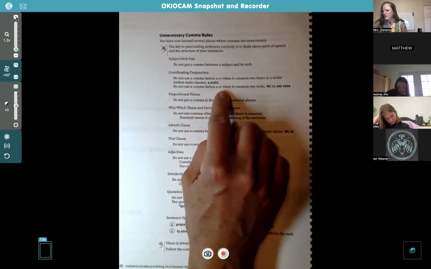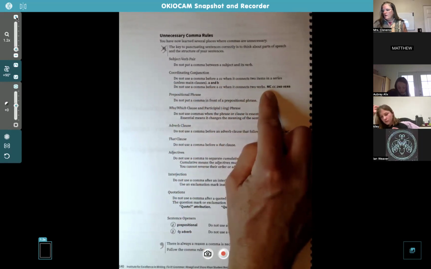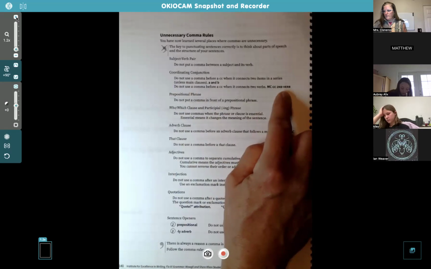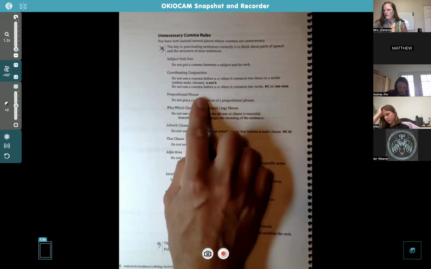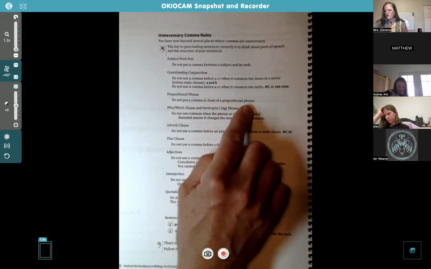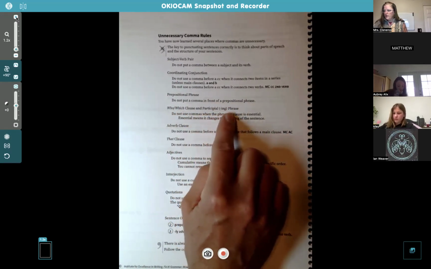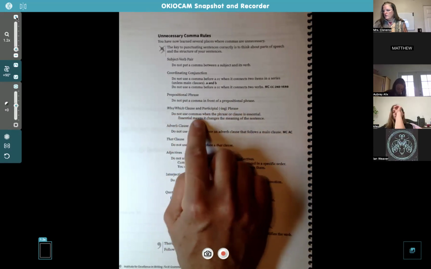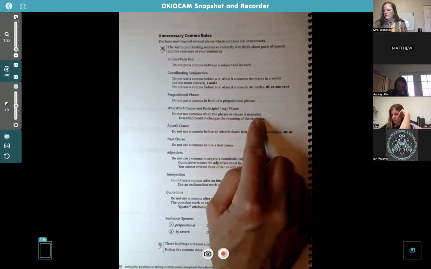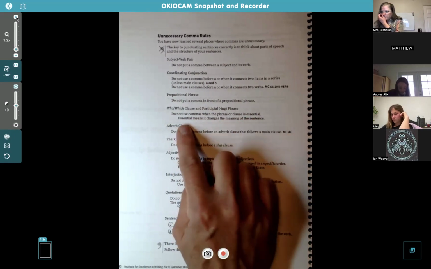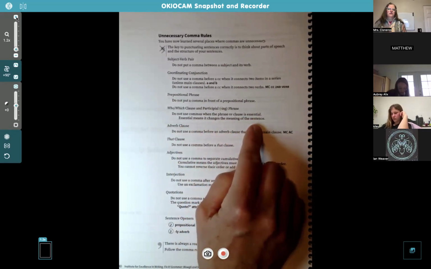Do not use a comma before a CC when it connects two verbs. MC, CC, second verb. We talked about that before. Prepositional phrase: do not put a comma in front of a prepositional phrase. A who, which clause, and a participle ing phrase: do not use commas when the phrase or clause is essential. Essential means it changes the meaning of the sentence. Remember when we used to talk about the brain and the pinky? Did I tell you guys about that? The brain is essential. Pinky, not so much.